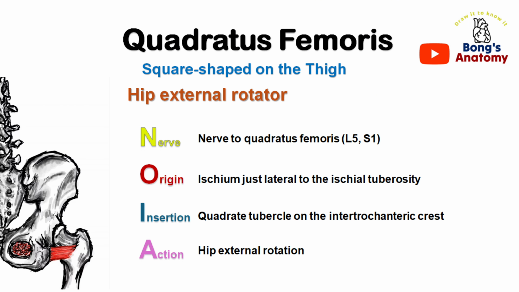Quadratus femoris means square-shaped one on the thigh. This is a hip external rotator and is innervated by the nerve to quadratus femoris. Originating from the ischium just lateral to the ischial tuberosity, it inserts into the quadrate tubercle on the intertrochanteric crest, and the action is hip external rotation.